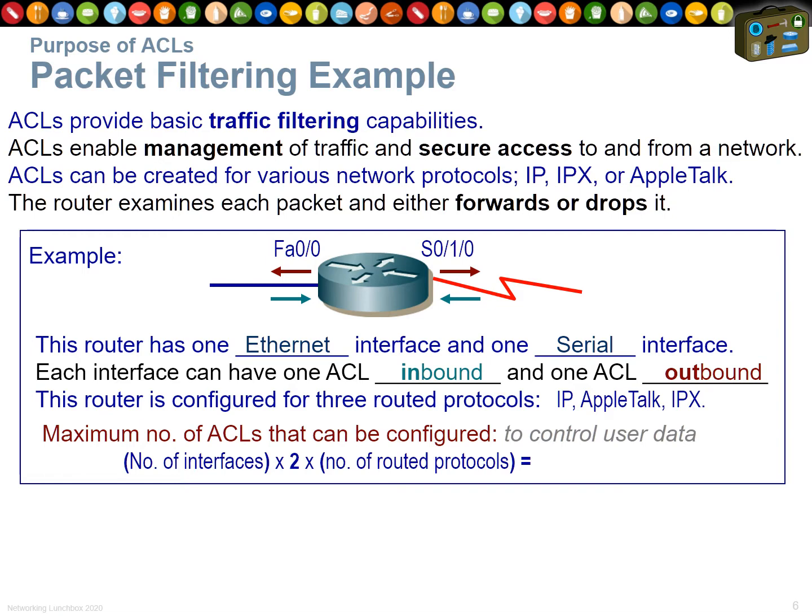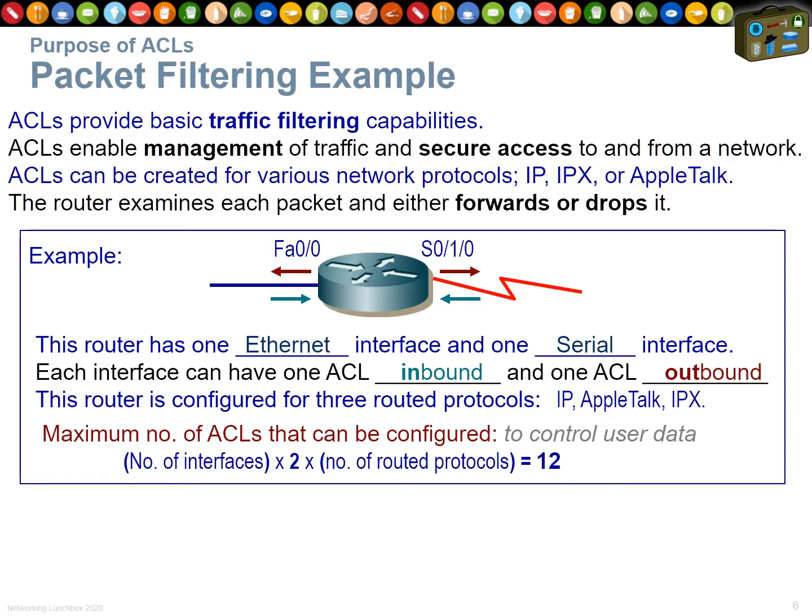And the math is simple. It's the number of interfaces times the number of directions times the number of routed protocols. So in this example, we've got 2 interfaces, we've got 2 directions, and we have 3 routing protocols. Give yourself a second to think about the answer.